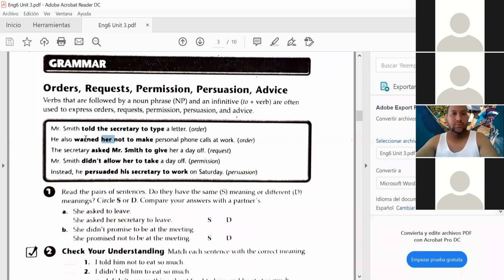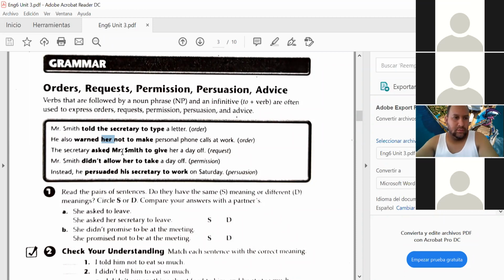You see, these are orders. Now, you wonder, teacher, how do I know what is an order, what is a request, what is a type of persuasion or advice? Well, depending on the verb that you use, you will know. We are going to see a list of verbs that express the different types of sentences, whether it is an order, a request, or a permission that you're asking. But let's take a look at the third one. Look at the third sentence.